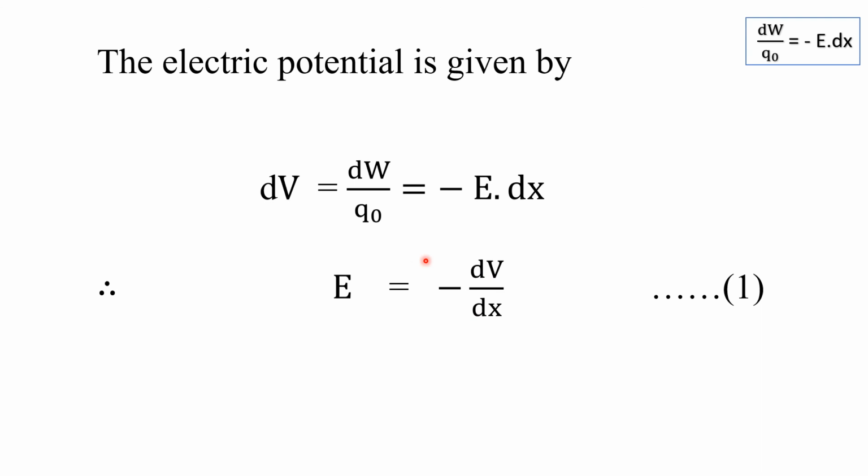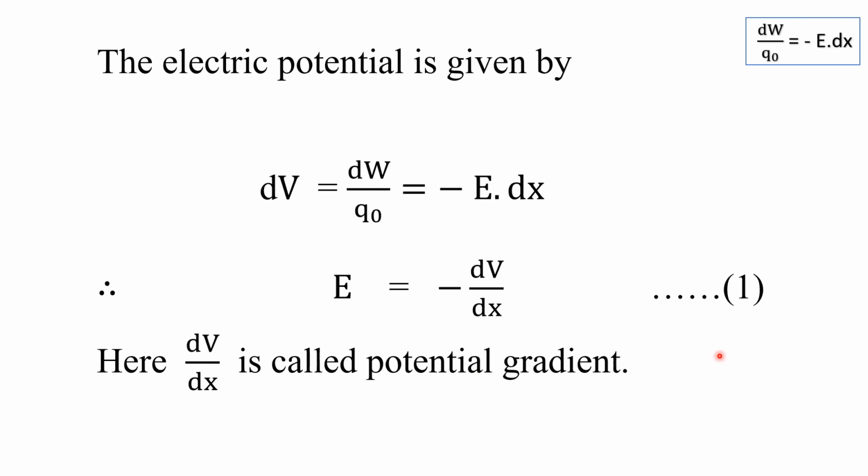Here E is the electric field and V is the electric potential. So this is the relation between electric field and electric potential, where dV upon dx is called the potential gradient. In this article we have seen two concepts: first, electric potential energy and electric potential, and second, the relation between electric potential and electric field.